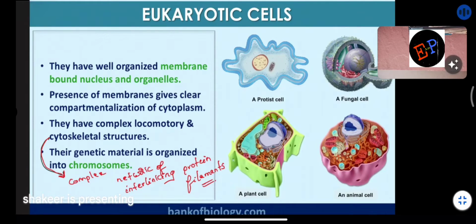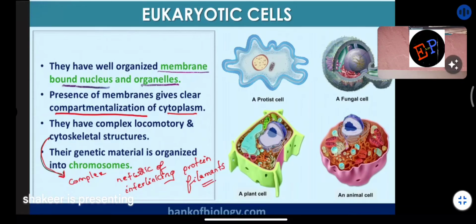So a well-developed, organized membrane system is present. A membrane-bound nucleus is present, and the other organelles are also covered by membrane. Therefore, the presence of membrane gives clear compartmentalization of the cytoplasm. What is meant by clear compartmentalization of the cytoplasm? It means the different organelles present in the cytoplasm are separated very perfectly. Clear separation is present between the different organelles in the cytoplasm.